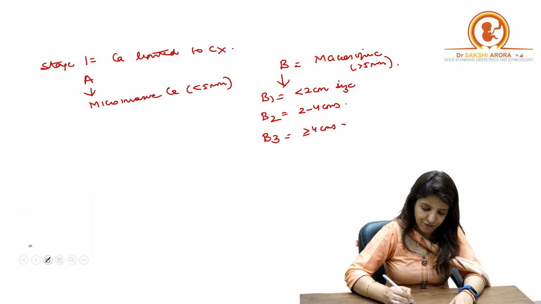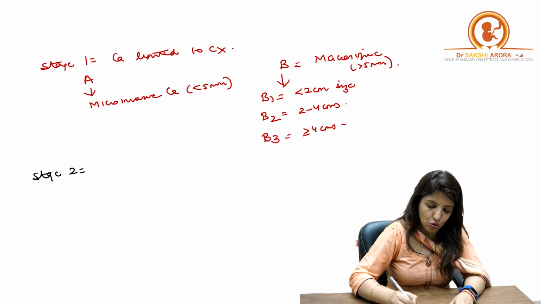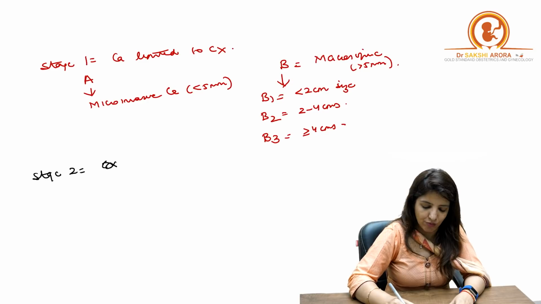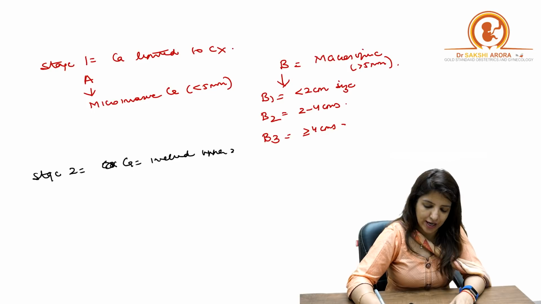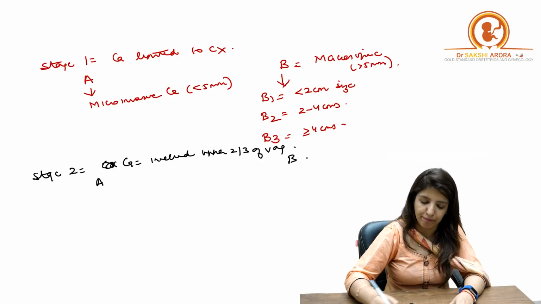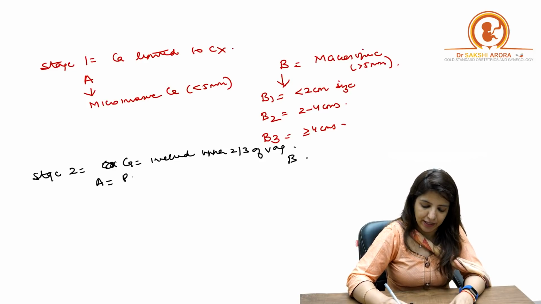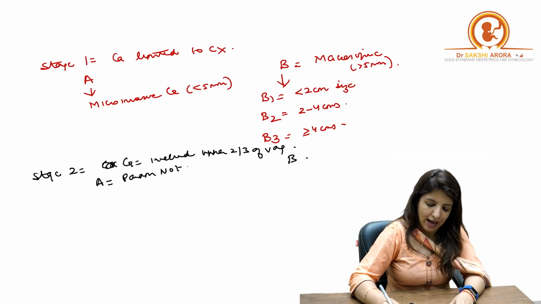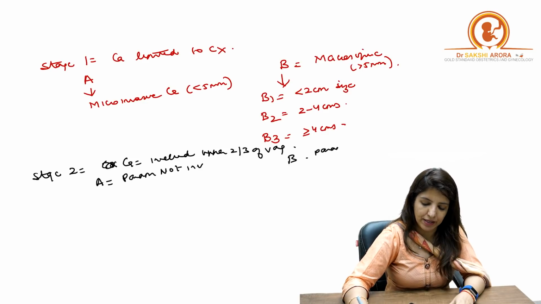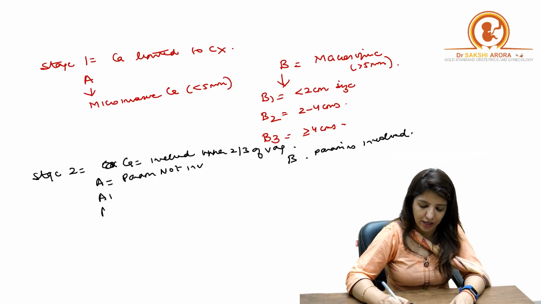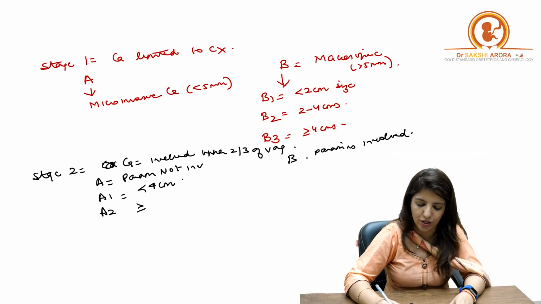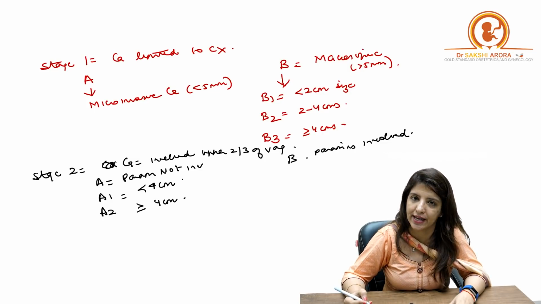Right? Then we have stage 2. Stage 2 means that now the cancer has involved the upper 2/3 of vagina, right? Upper 2/3 of vagina, and again we have A and B. A means that parametrium is not involved and B means parametrium is involved, right? Now in A again we have A1 and A2, where A1 is less than 4 centimeters in size, A2 is more than or equal to 4 centimeters in size.